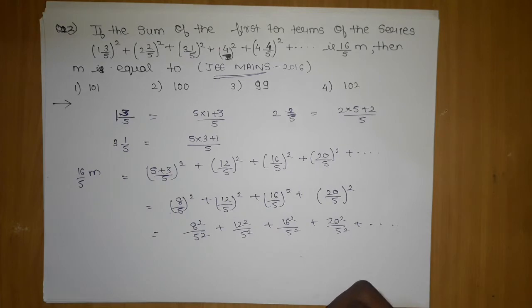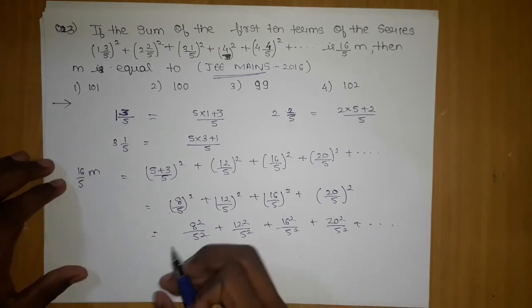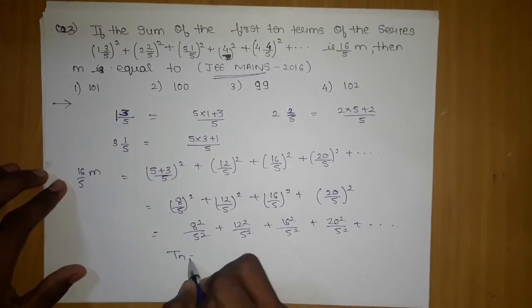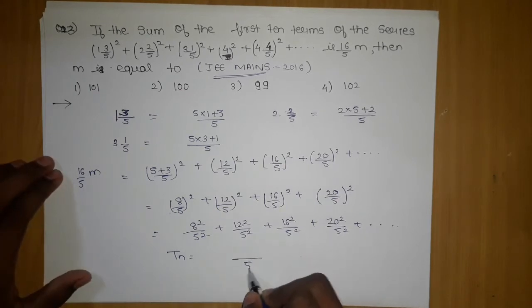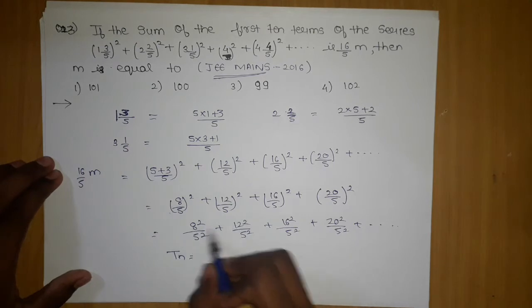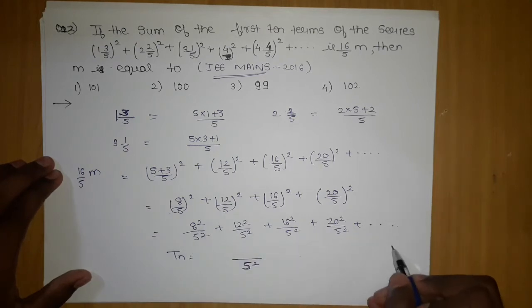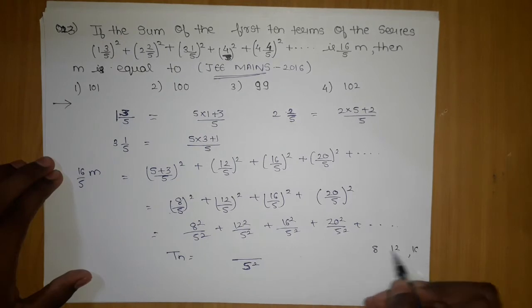Our aim is to analyze the Tn term. Then we can get the sum of any number of terms which we want. I know in the denominator it will be 5 square, very easy. Now here it is square, so forget about the square. My numbers are 8, 12, 16. If I take the difference of these, I have difference 4.